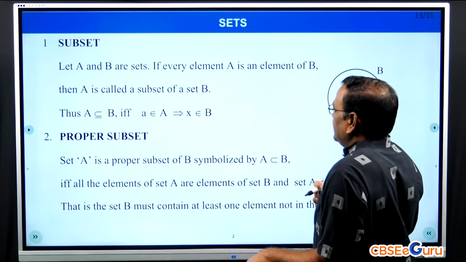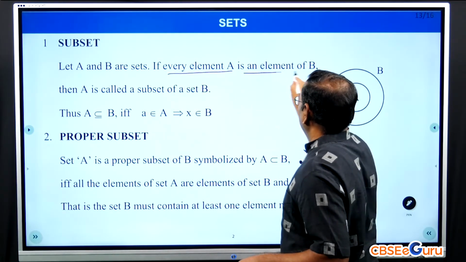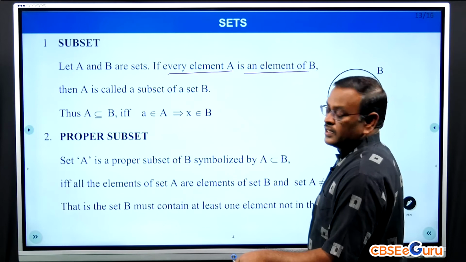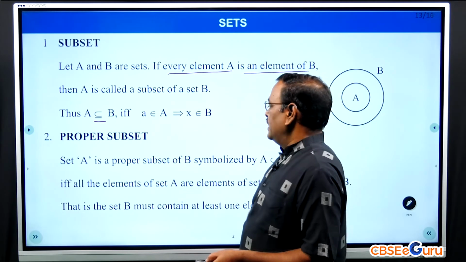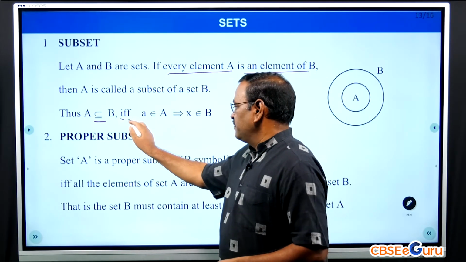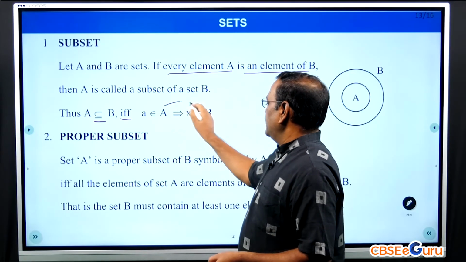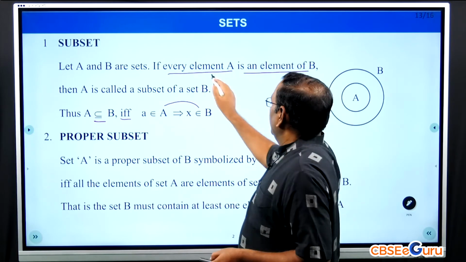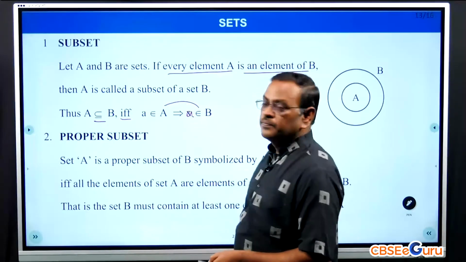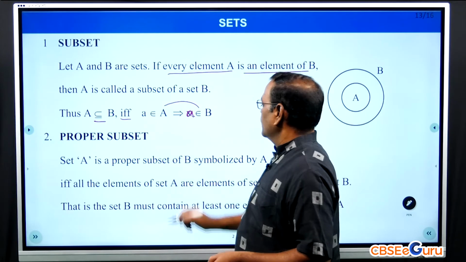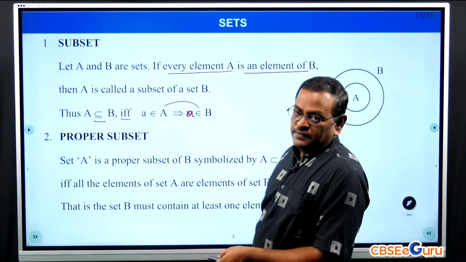If A and B are sets and every element of A is an element of B, then A is called a subset of B. This symbol is for subset, contained in or equal to, if and only if, a very important phrase, if and only if. That is, every element in A is also an element of B. x belongs to A implies x belongs to B. So this is the definition of subset.